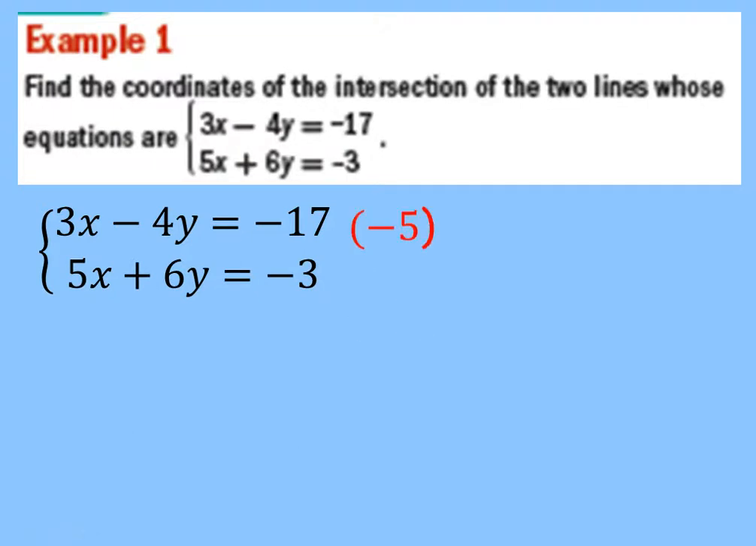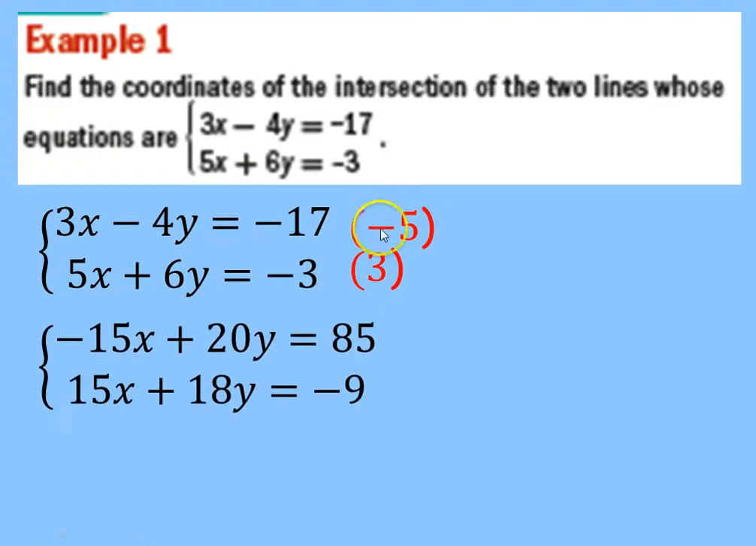So I'm going to take the top equation and multiply by negative 5. Where does the negative 5 come from? Hopefully that will be clear in a moment. I'm going to take the bottom equation and multiply it by 3. Those numbers aren't picked randomly. I chose them for a reason, and that should be clear when we see what happens. If I multiply the top equation by negative 5, I have to multiply everything in the equation by negative 5: negative 5 times 3x, negative 5 times negative 4y, and negative 5 times negative 17.